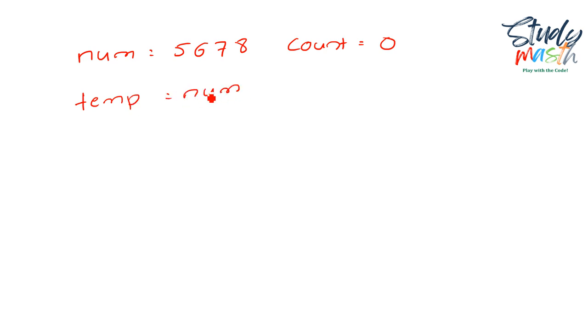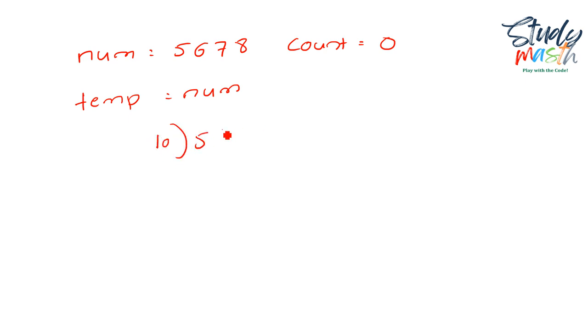Now let's say I have a variable num with 5, 6, 7, 8. Initially what is my count? 0. Num is 5, 6, 7, 8 and count is going to be 0. Then we would also have a temporary variable which holds num. Why a temporary variable? Because of this.